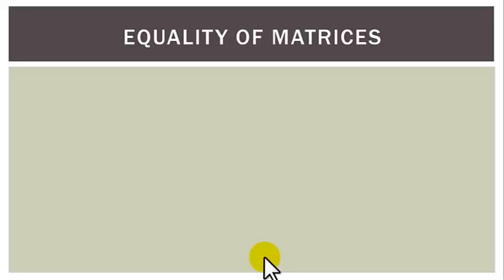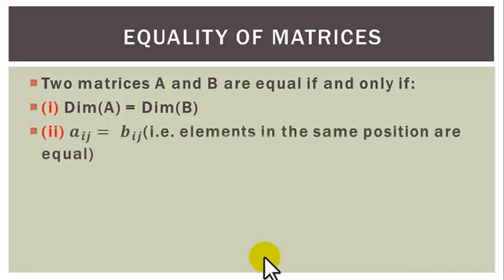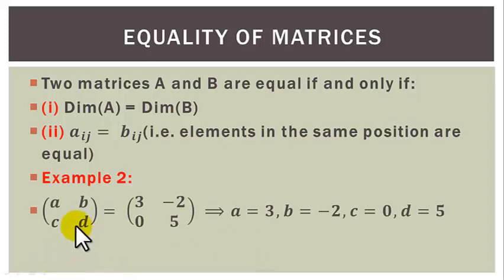Equality of matrices. Two matrices A and B are equal if and only if 1, the dimension of A is equal to the dimension of B, and 2, Aij is equal to Bij. That is, elements in the same position are equal. Example 2. This matrix A is equal to this matrix B implies that a is equal to 3, b is equal to -2, c is equal to 0, and d is equal to 5.